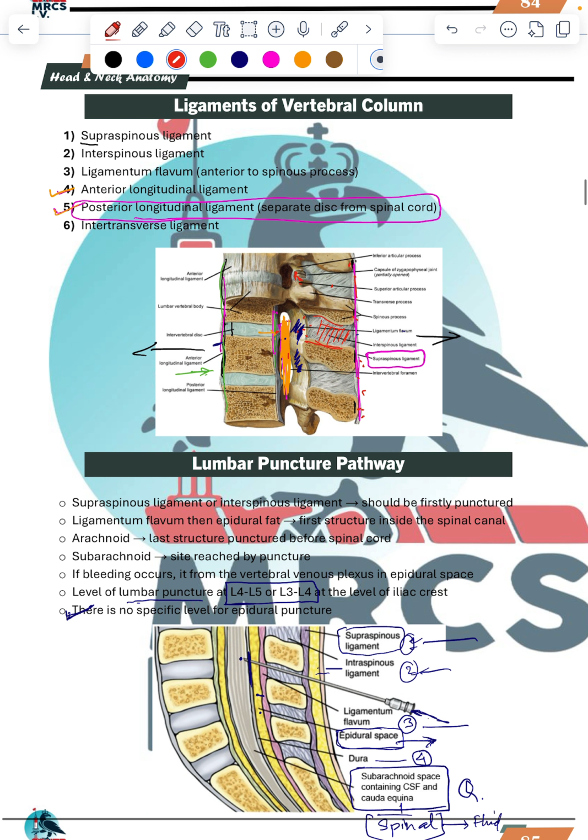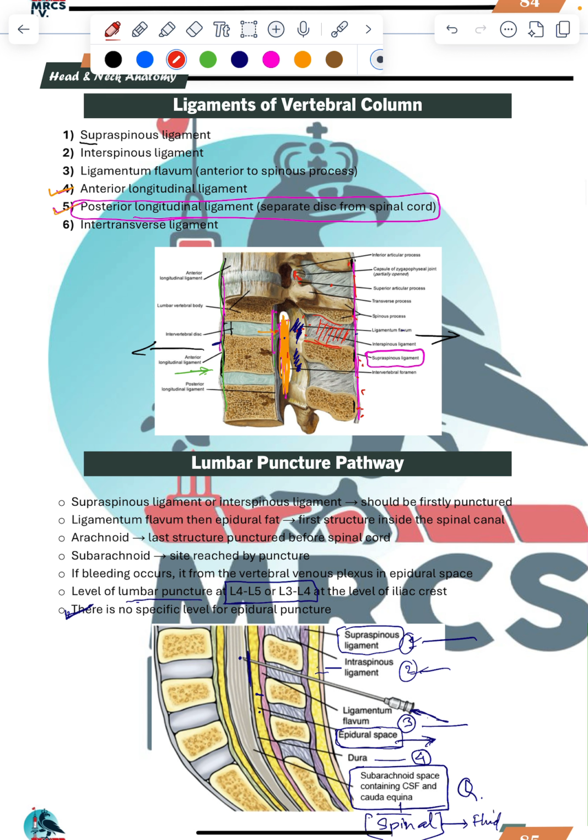So in the pathway of a lumbar puncture, first you have to go through the supraspinous ligament or interspinous ligament between the spines. Then the ligamentum flavum, then the arachnoid and subarachnoid space. Supraspinous, interspinous, ligamentum flavum, then arachnoid and subarachnoid space. 1, 2, 3, 4, 5: subarachnoid space puncture.